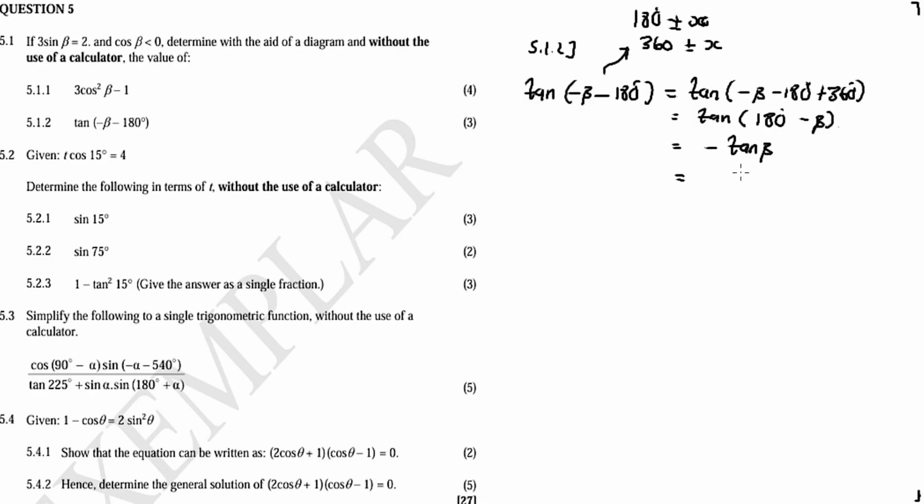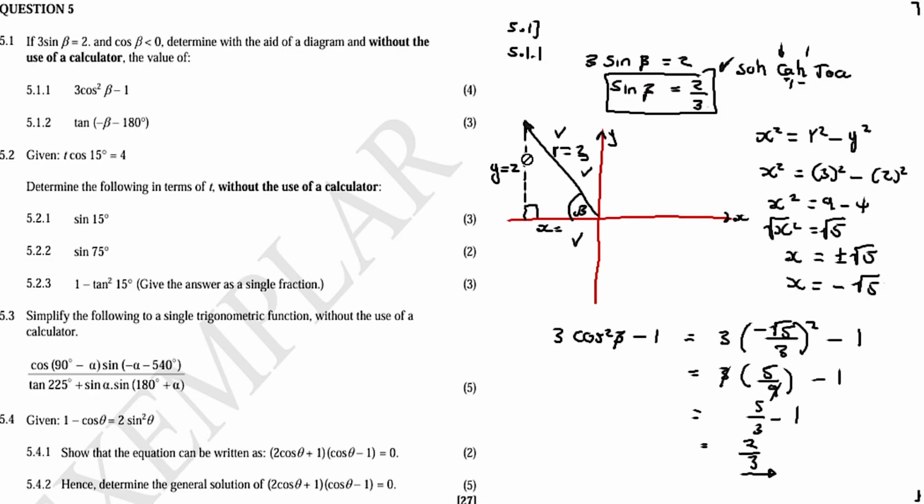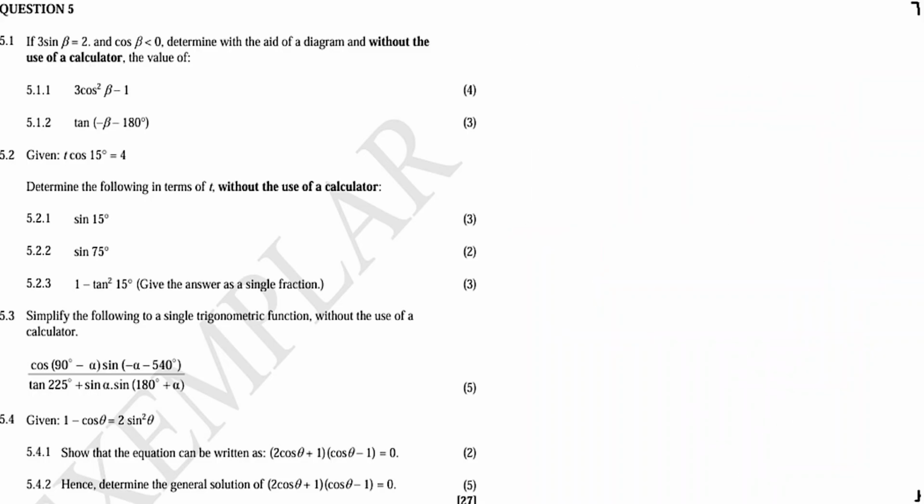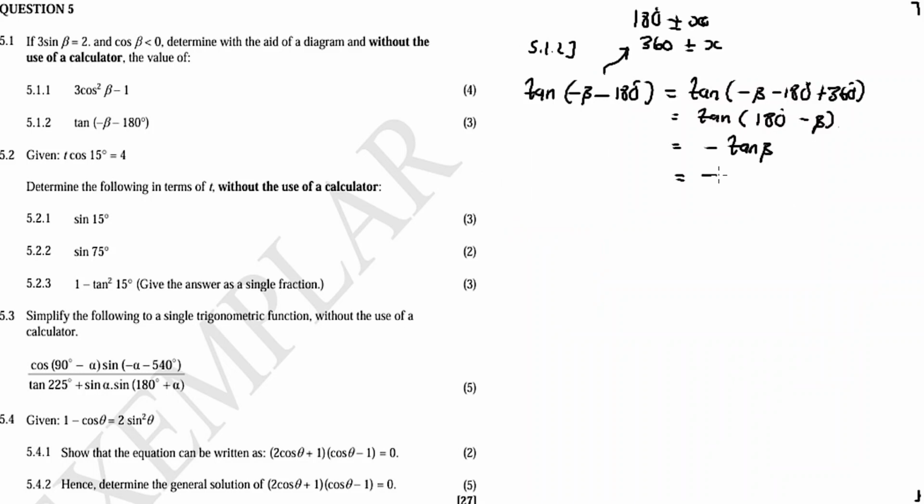Now we can substitute. I remember the triangle here: y is 2, x is minus square root 5, sorry. All right, so tan of minus beta in brackets is opposite over adjacent, y over x, right? So it is minus open bracket 2 over the minus square root 5. So the answer is 2 over square root 5. This is our answer here.